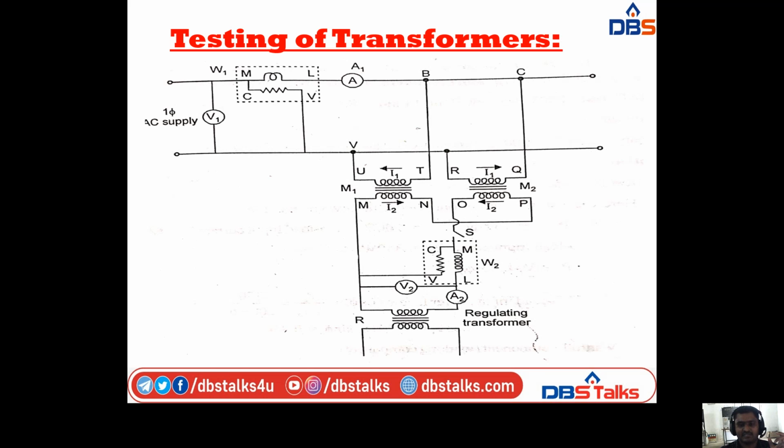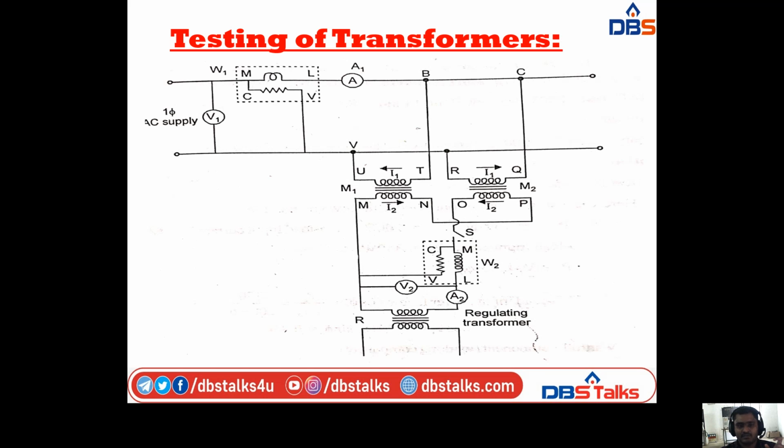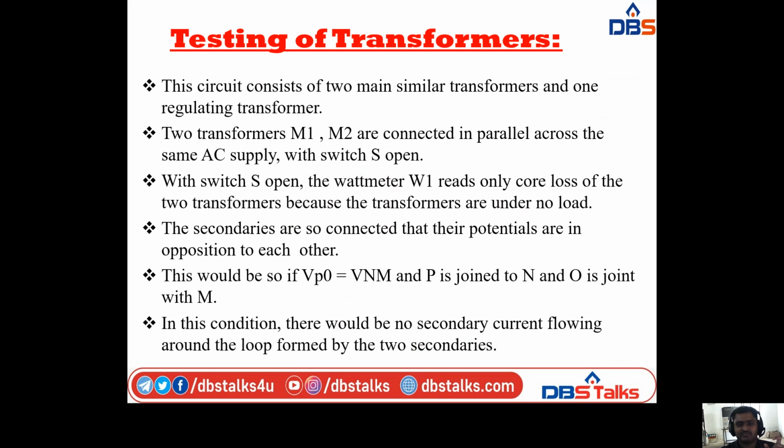Here we are using a switch. With the switch S open, the wattmeter W1 reads only the core loss of the two transformers. W1 gives the core loss of the two transformers because the transformers are under no load at that time. Why? Because the switch S is open, and the secondaries are so connected that their potentials are in opposition to each other.